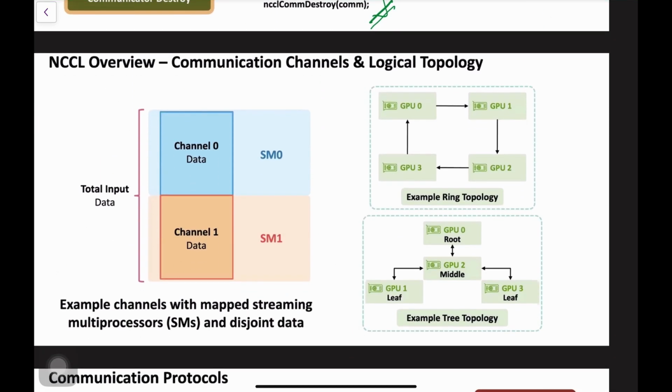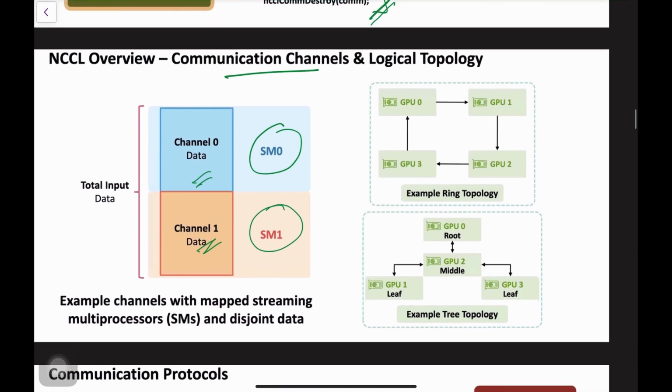Now, let's talk about communication channels. Nickel divides communication work into multiple channels. Each channel handles a slice of data. Each channel is mapped to a CUDA streaming multiprocessor. Think of it as CPUs have many cores inside them. Similarly, GPUs have many streaming multiprocessors inside. Having these communication channels achieves higher bandwidth and better parallelism.